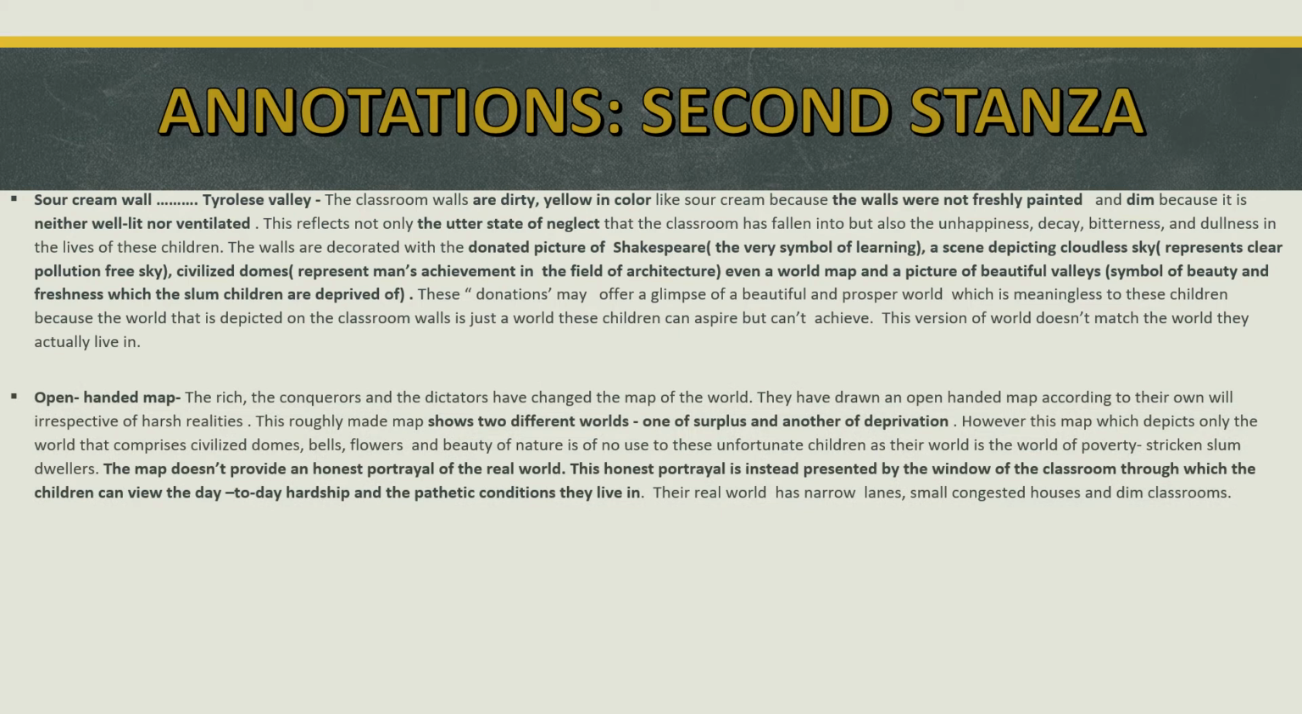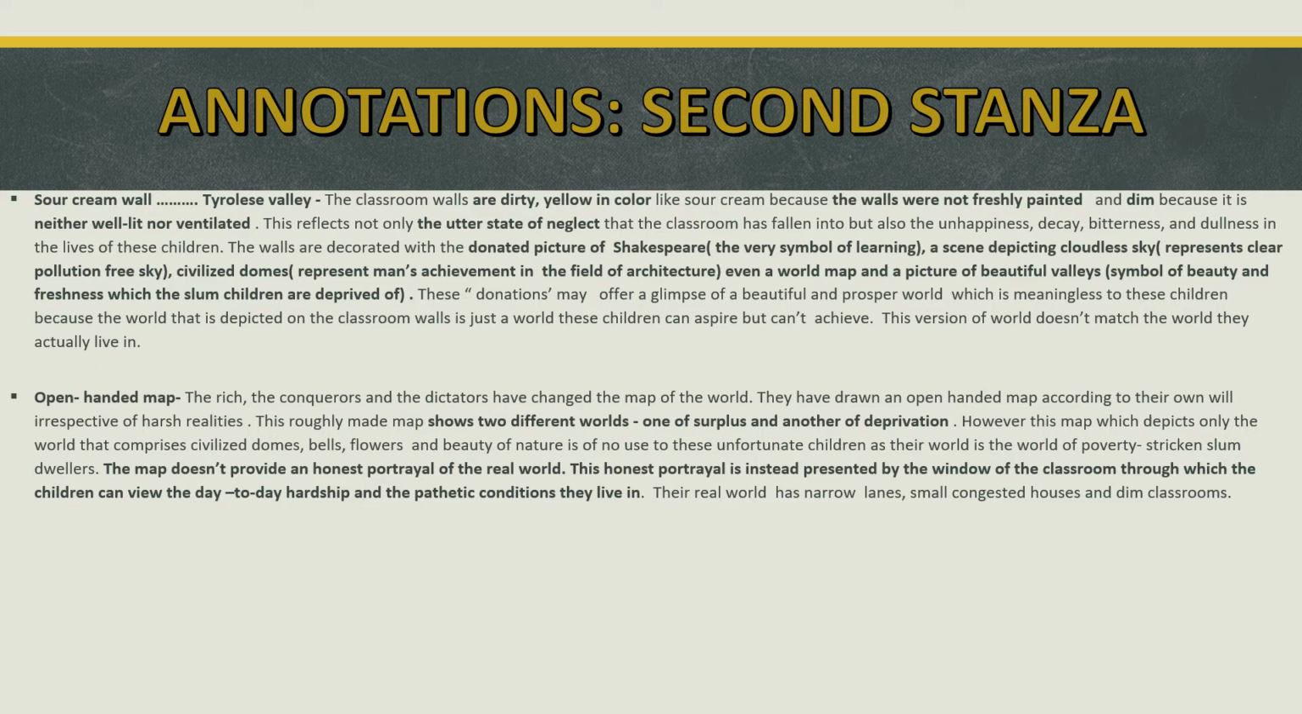Now, the rich, the conquerors and the dictators have actually changed the map of the world. They have drawn an open-handed map according to their own will, irrespective of harsh realities. This roughly made map shows two different worlds, one of sulphurous and another of deprivation.